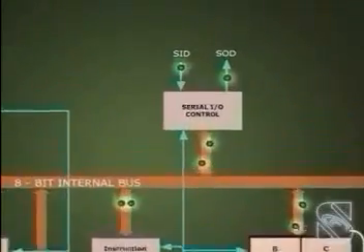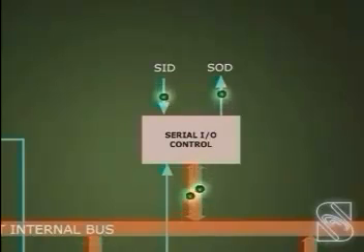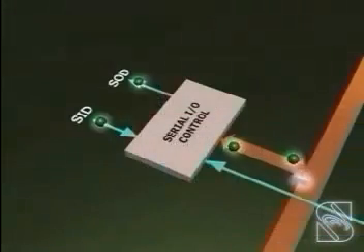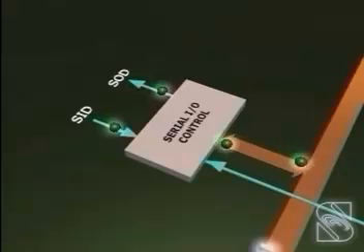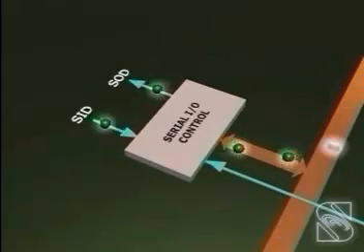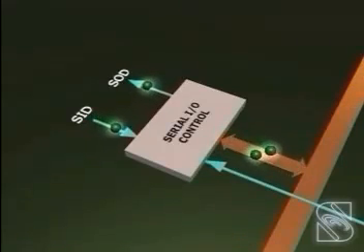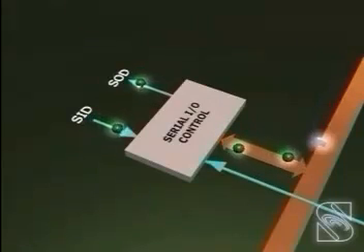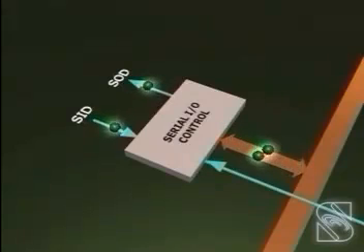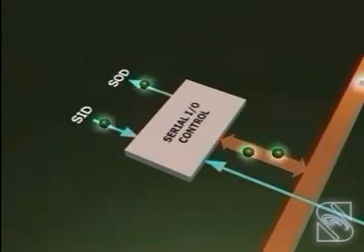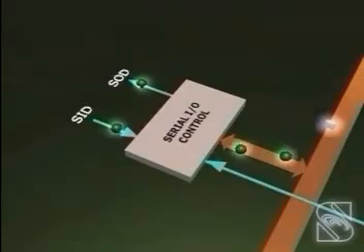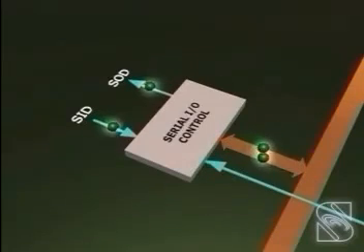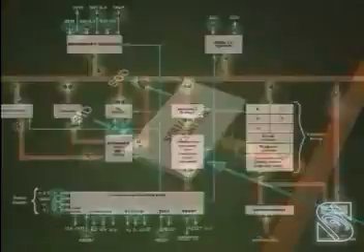Serial I/O control. Sometimes I/O devices work with serial data rather than parallel. The serial input data enters the 8085 through pin 5, SID, serial input data, and leaves through pin 4, SOD, serial output data. Two new instructions known as SIM and RIM allow us to perform the serial-parallel conversion needed for serial I/O devices.